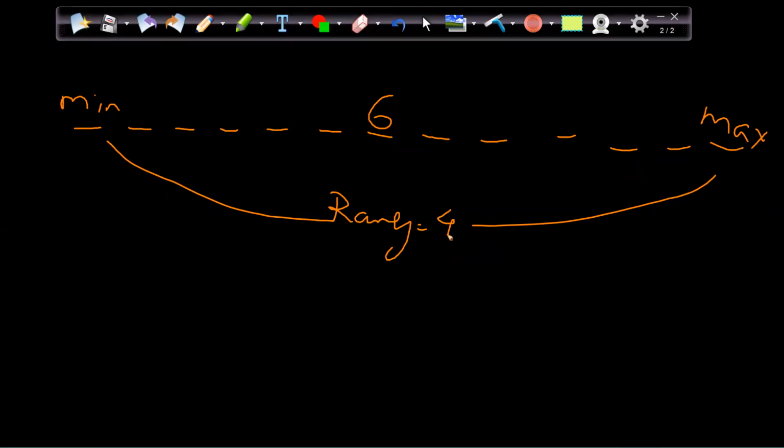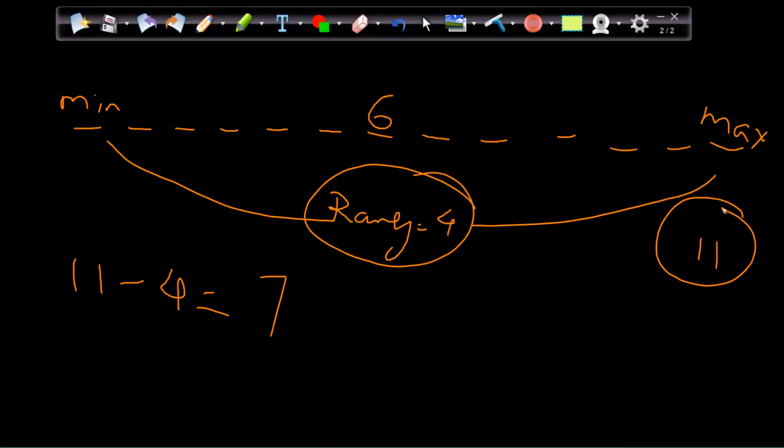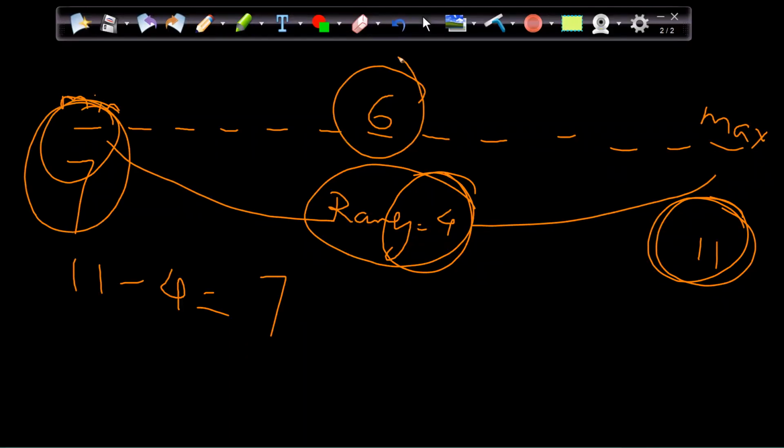Let's go with 11. So the max value, can I say it's 11? The range is 4. So if I do 11 minus 4, what is the value coming in? 7. Range is maximum minus minimum. So 11 is the maximum, minimum is 7, the range is 4, which is perfectly fine. Now, is there a chance possible where we will have minimum value as 7 and the median is 6? Is that possible?